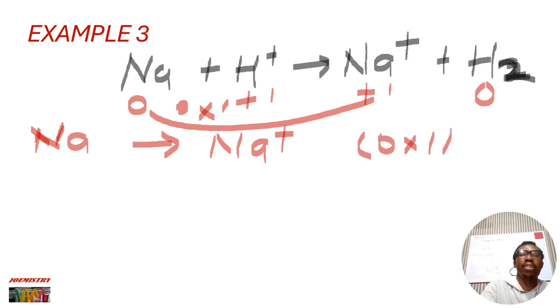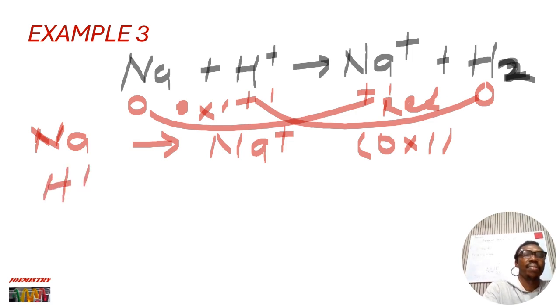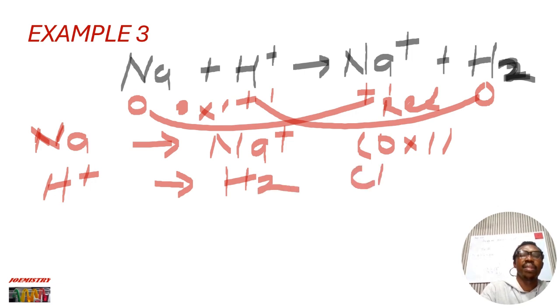Then you can see the hydrogen ion decreases from +1 to 0, which is the reduction. So you have the reduction half cell here. This is the reduction half cell.